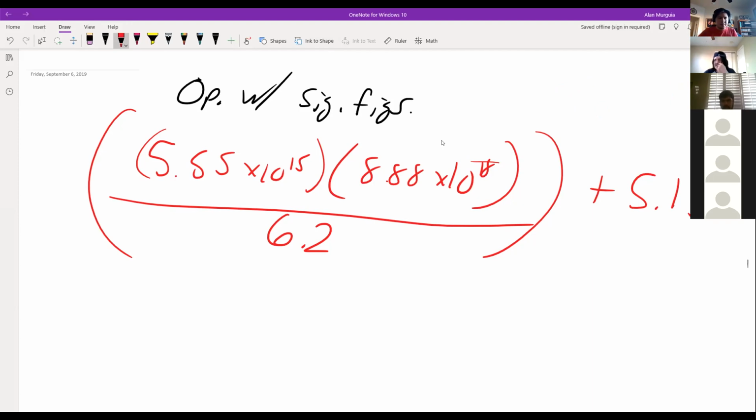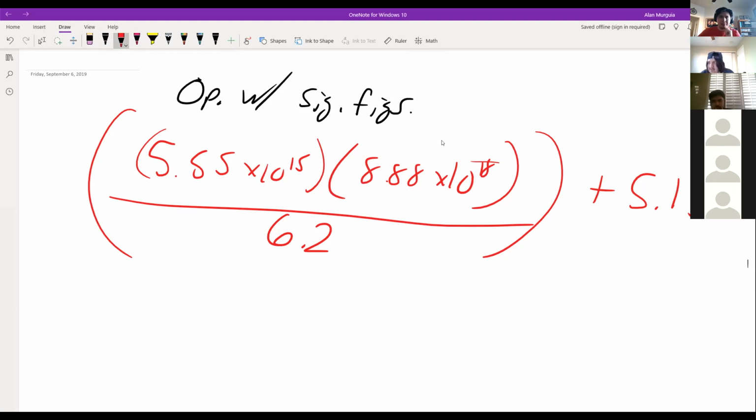The multiplication. Yeah, the multiplication. So I'm multiplying 5.55 times 10 to the power of 15 times 8.88 times 10 to the power of 18. So what comes out of this multiplication, if both numbers have the same number of sig figs?